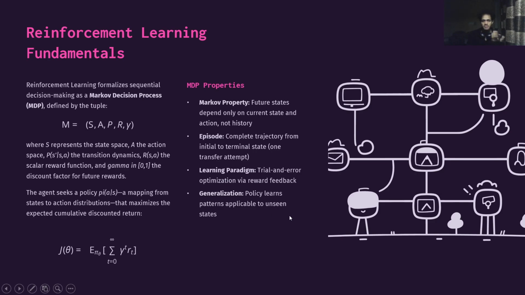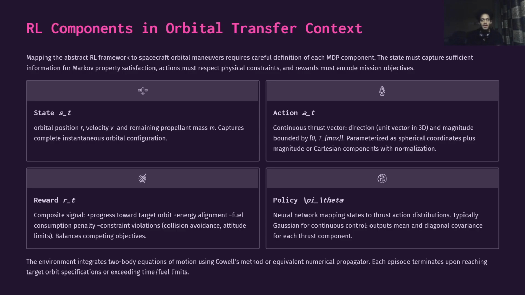And the learning paradigm is trial and error, the simplest form of learning. And optimization is via reward feedback. So when we do trial and error, based on the attempt, we get a reward or punishment, and based on that, we update the parameters of the model. Generalization: since we are doing trial and error, it learns patterns that are unseen by all other types of models, in which we give specific data, which could be biased. And let's see RL components in the orbital transfer context.